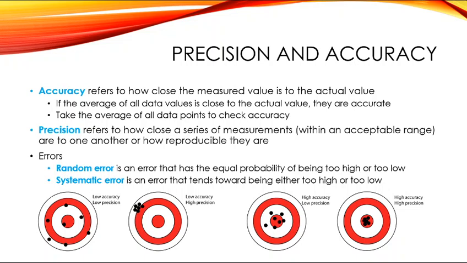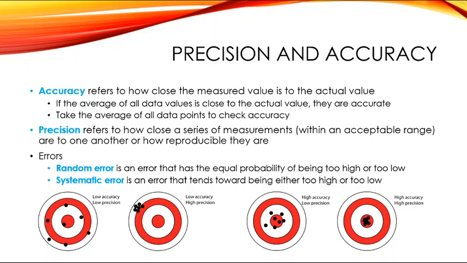A great example of this is if you imagine a dartboard. If you have a dartboard in front of you and you are given 3 darts and you're aiming for the bullseye, if you hit all 3 of those bullseyes, then your throws are accurate and precise. Because you're aiming for what you're trying to hit, and all of your darts hit it.